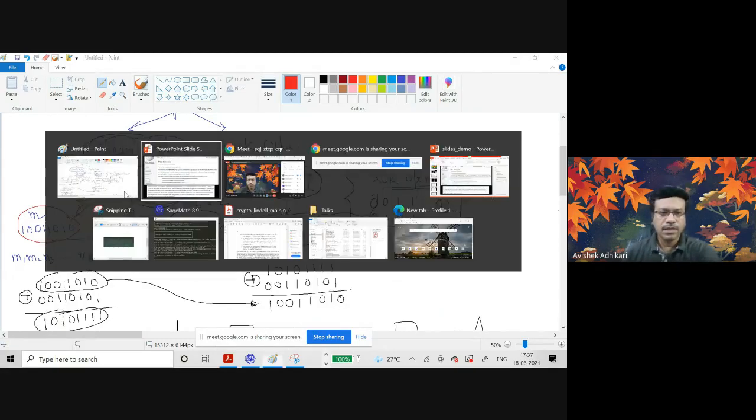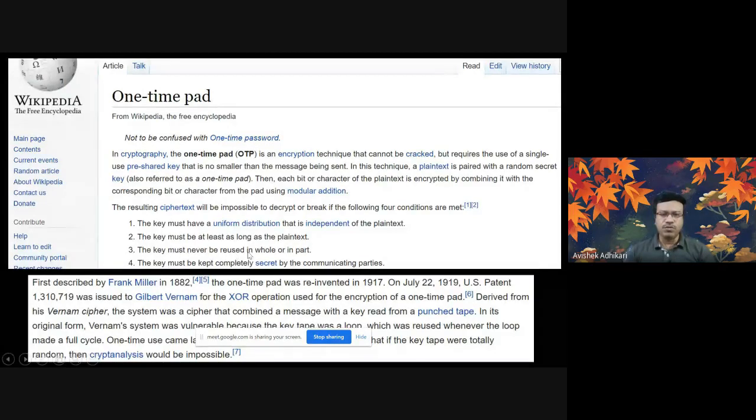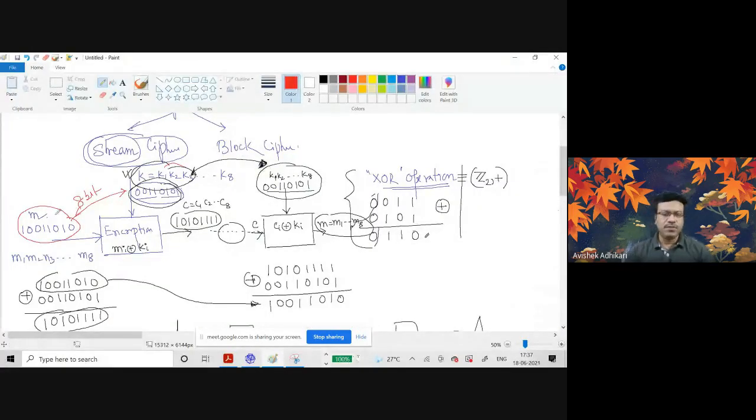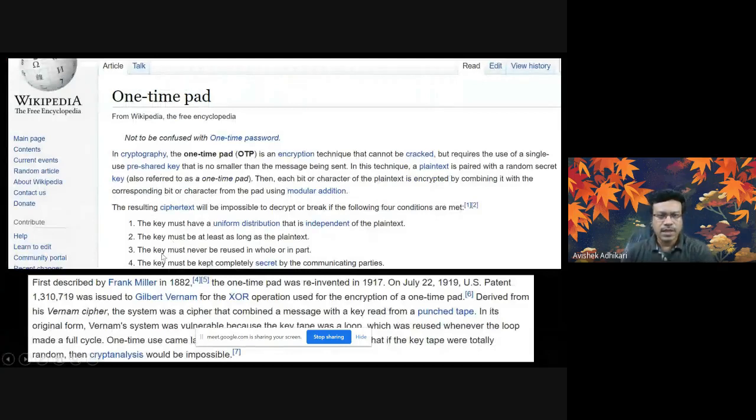Okay. Third is the key must never be reused in whole or in part. That means for this message, if you are going to use this key, then this key can never be used for any future message. For example, this is my M. Suppose next time I am going to use M1, which is different from this message. What it says is that you can never use the same key for any future encryption.